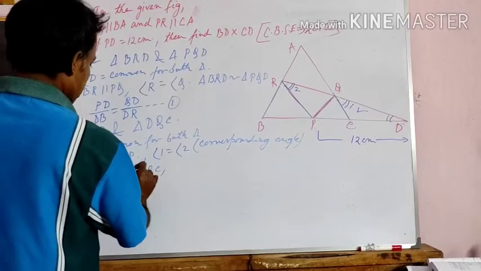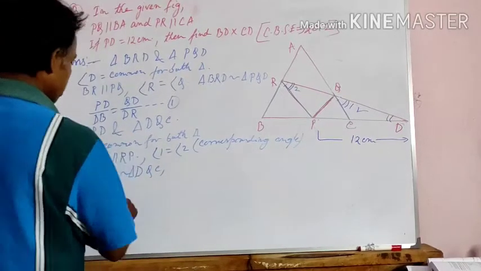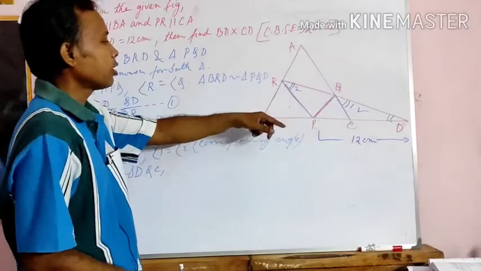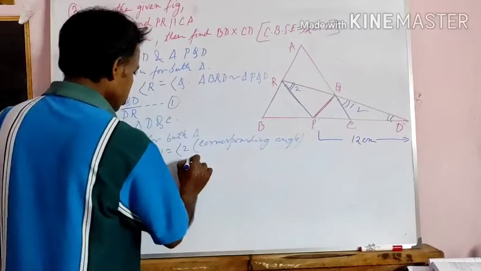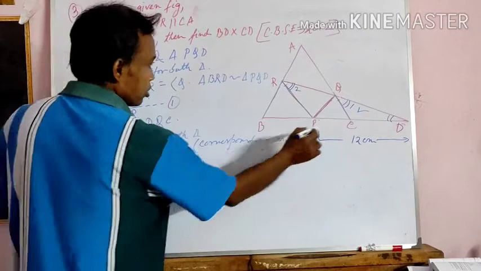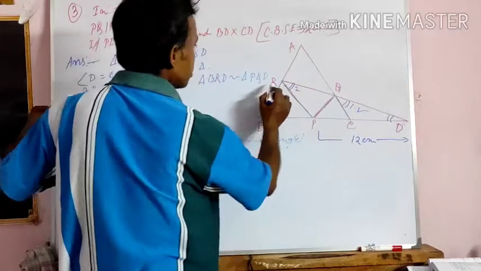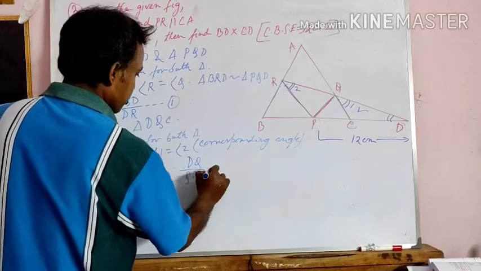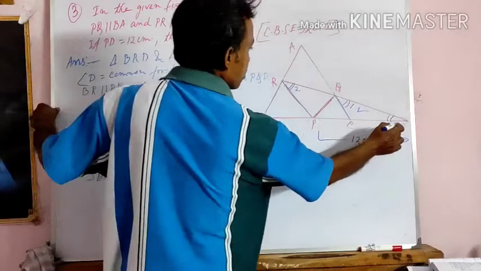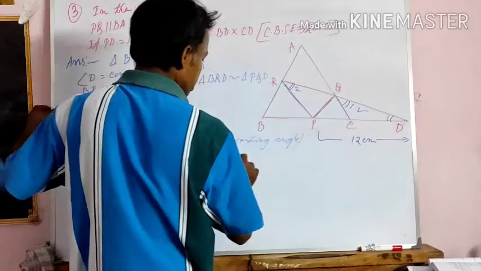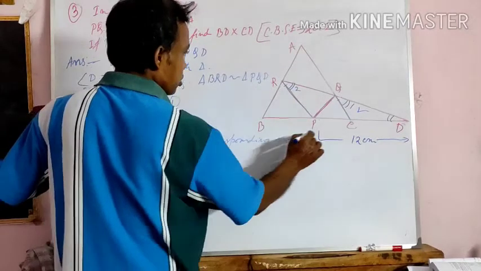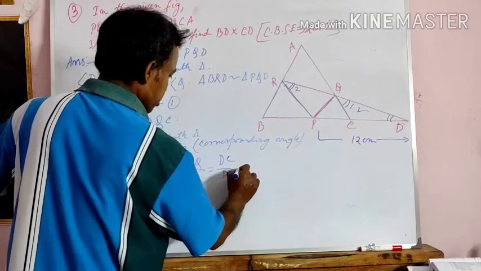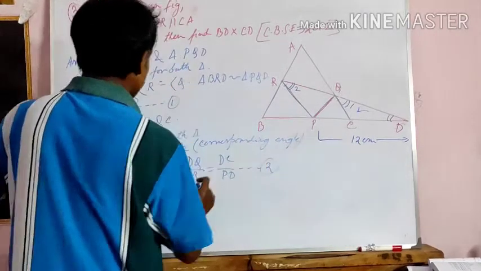Therefore we can tell that the ratio of the sides will be the same, that is DQ by QR is equal to DC by PD. Suppose this is equation 2.